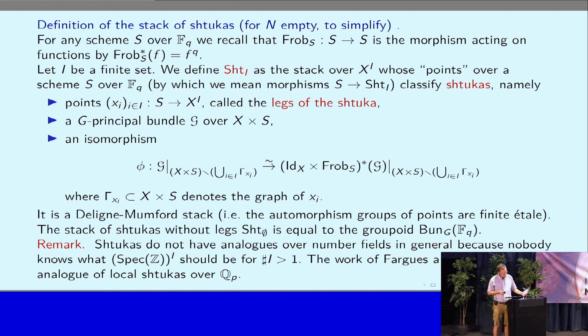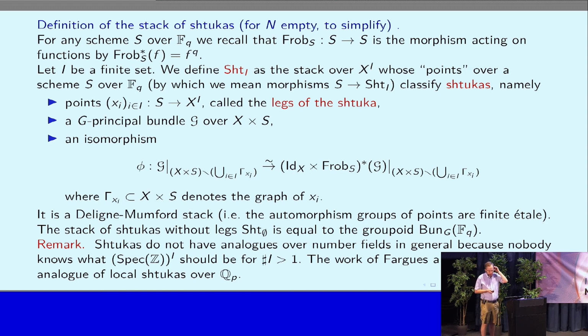And now I can define the stack of Shtukas. I will assume N empty to simplify. So what is a Shtuka? It was introduced by Drinfeld in the 70s. Recall that Frob is a Frobenius morphism for any scheme S. And we have to take a finite set I.